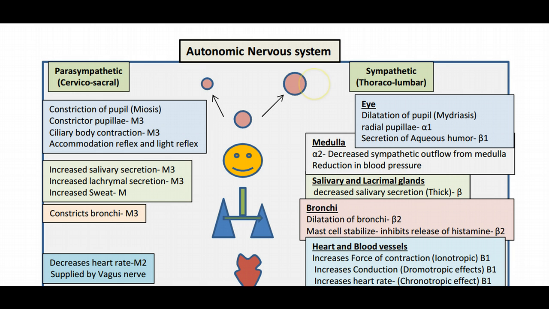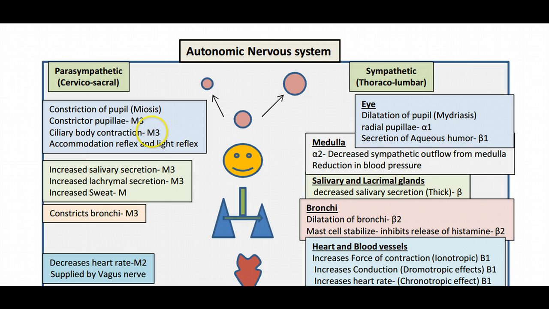So the first organ which I am going to discuss is the eye. Now the parasympathetic system will cause constriction of the pupil. The process is called miosis. The miosis actually takes place because of the M3 receptor, which when activated causes contraction of the constrictor pupillae. And this contraction of the constrictor pupillae will lead to miosis, or constriction of the pupil.